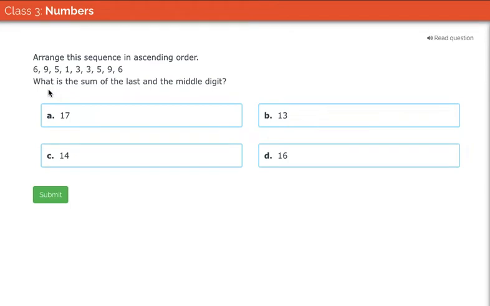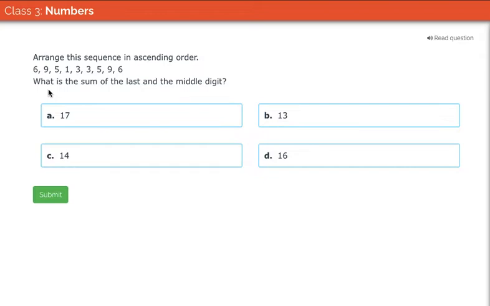Way to go! Arrange the sequence in ascending order. What is the sum of the last and the middle digit? So first let's find out how we can arrange this in ascending order. Ascending order means smallest to biggest. So let's arrange it. I think the smallest over here is 1.